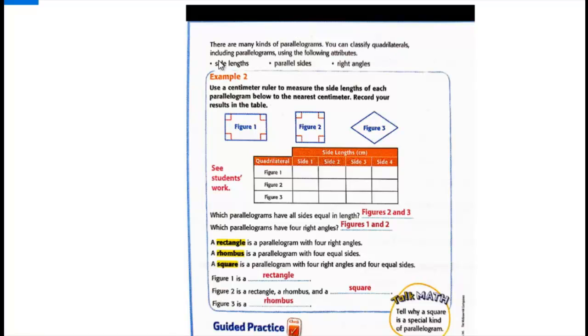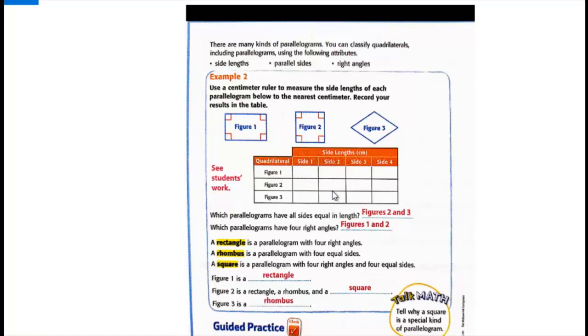You can classify quadrilaterals, including parallelograms, using the following attributes: side lengths, parallel sides, and right angles. So here, let's take example number 2, and let's look at some kinds of parallelograms. Like the first figure, a rectangle. A rectangle is a parallelogram with 4 right angles. This is the first right angle, this is the second right angle, this is the third right angle, and this is the fourth right angle. So a rectangle has 4 right angles.